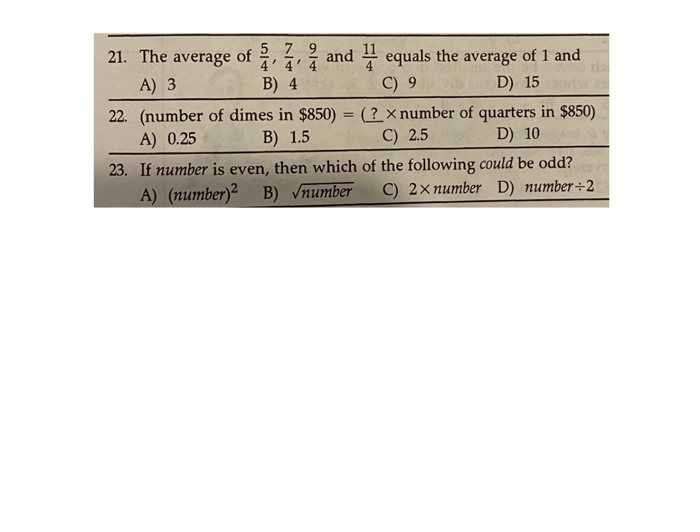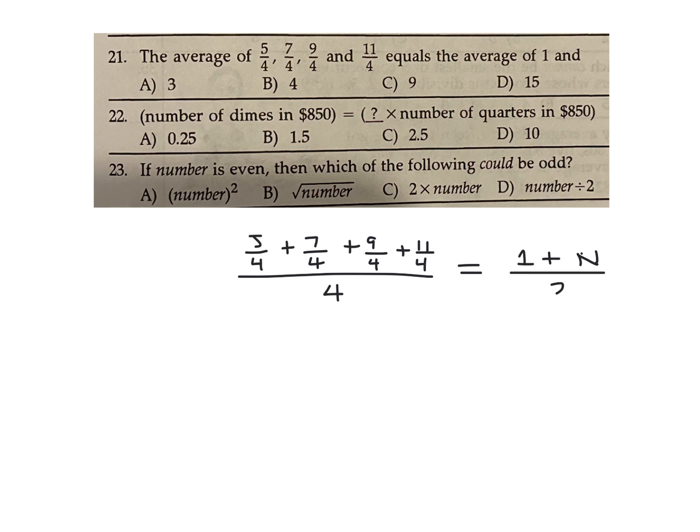The average of 5 over 4, 7 over 4, 9 over 4, and 11 over 4 equals the average of 1 and n. Okay, so the first step, of course, is to add these up and divide by 4 because that's how many there are. That would be the average. And they're saying that's equal to the average of 1 plus n, divided by 2, since we're taking the average of two numbers. Okay, so that would be 5 plus 7 plus 9 plus 11, which is 32 over 4.